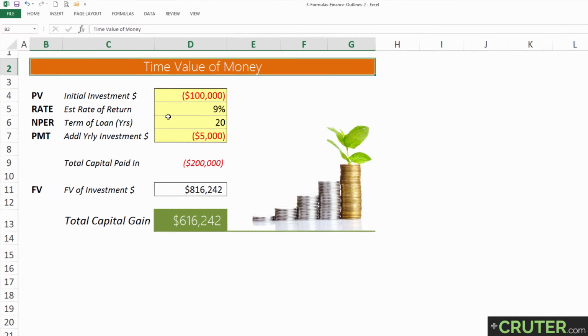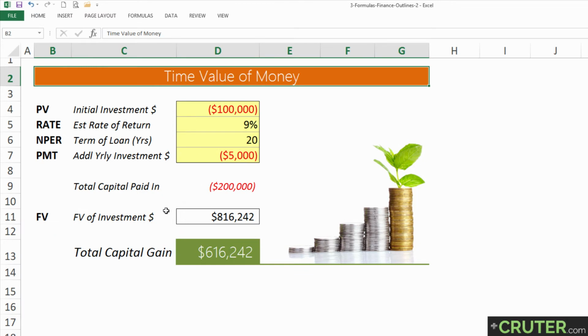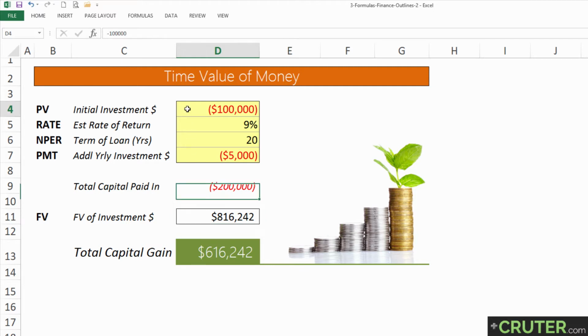I've gone ahead and set up this investment example to figure out how much money I'm going to have when I'm retiring. Currently this example shows that we're going to have $816,000 when we retire, and it's all based on these inputs up here. So let's start here first.